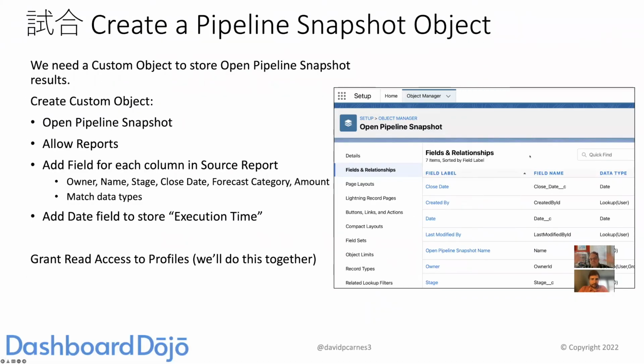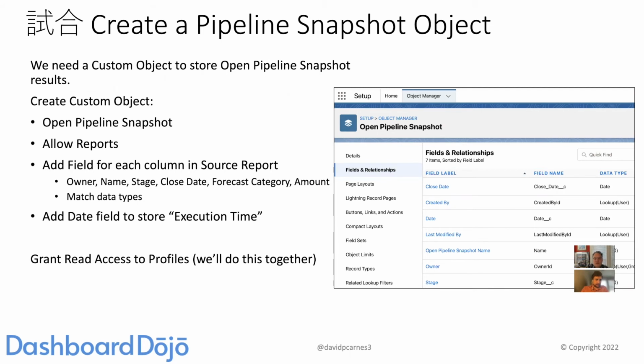So that it's clear what I'm asking you to do. We've created a source report. We now want to create a custom object to store the columns from that source report. So I want you to create a custom object, and I want you to call it Open Pipeline Snapshot. So to do that, we have to wear our admin hats. We go under Setup. We go to the Object Manager. To the right, there's a button that lets us create a new object.